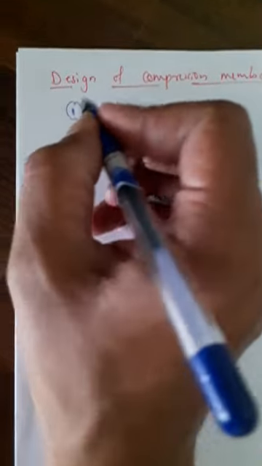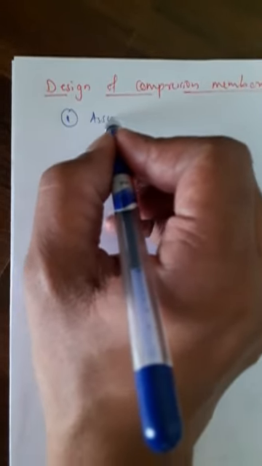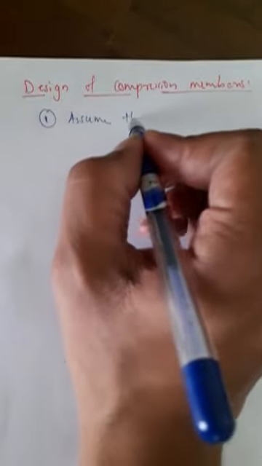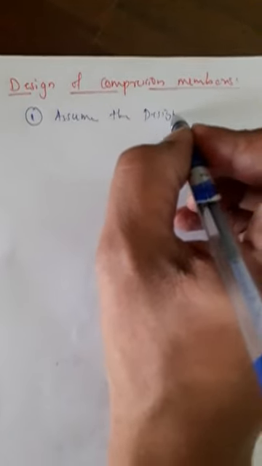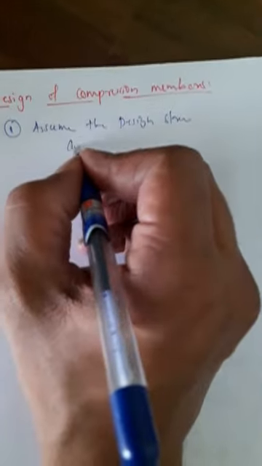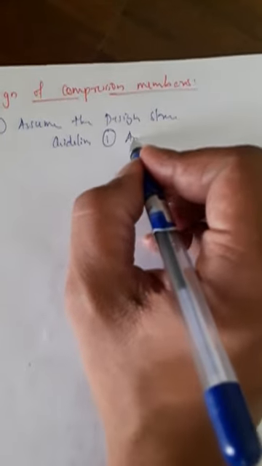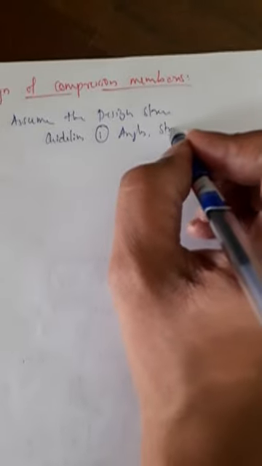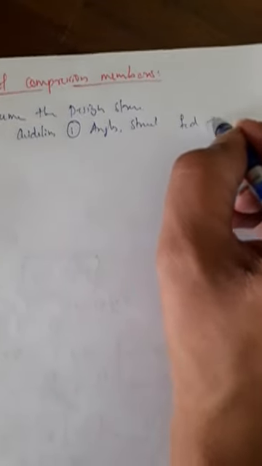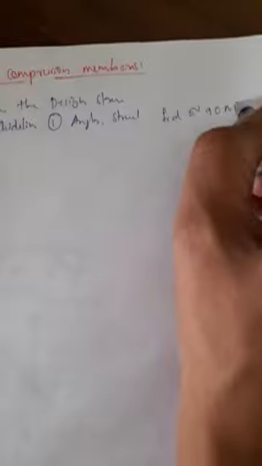So let us note down the design steps. First step would be assume the design stress. Design stress is FCD. You have to assume one FCD, and to assume those FCDs there are certain guidelines. First, for angles and for struts you can assume FCD in the range of 90 MPa. Anything in the range of 90, even 100, 110 is also fine.